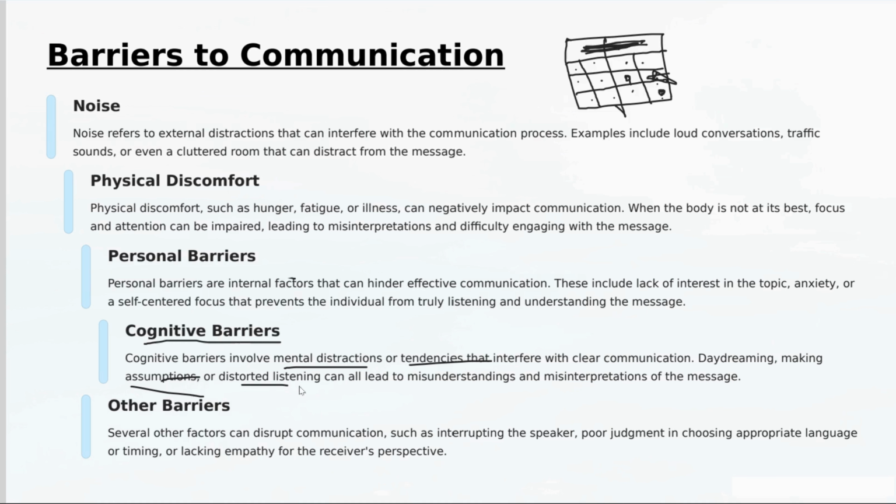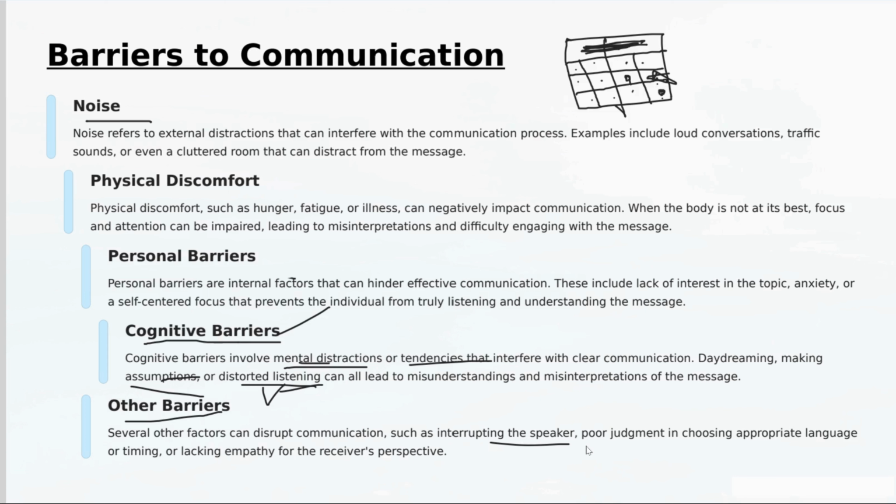Now, distorted listening. Suppose you don't want to listen to something, then you will only listen to what you want to listen to. Only a part of the communication, a part of the message, you will be listening to. So that is distorted listening, right? These are mental restrictions and distractions, which come under cognitive barriers. Okay, now we have other barriers, like the speakers I told you about earlier, which come under noise, which I explained to you.